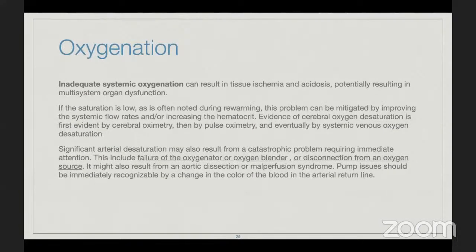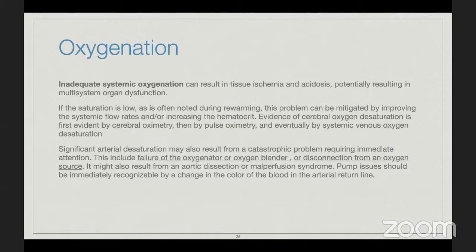So for oxygenation, inadequate systemic oxygenation can result in tissue ischemia and acidosis, potentially resulting in multisystemic organ dysfunction. If the saturation is low, as is often noted during rewarming, this problem can be mitigated by improving the systemic flow rates or increasing the hematocrit.